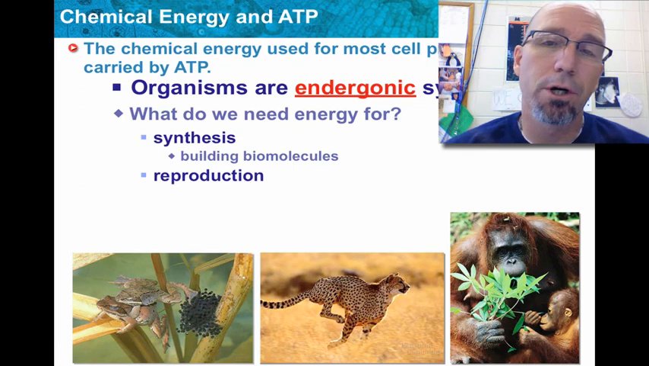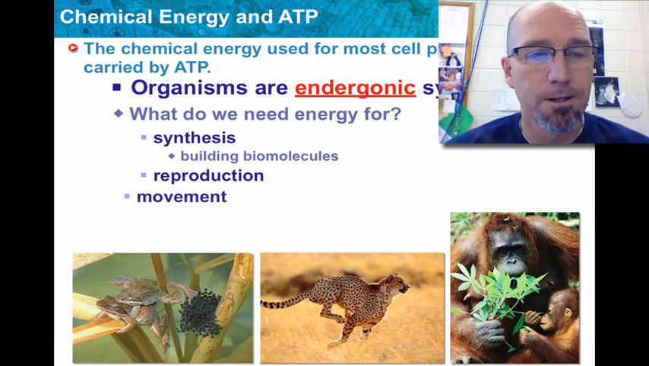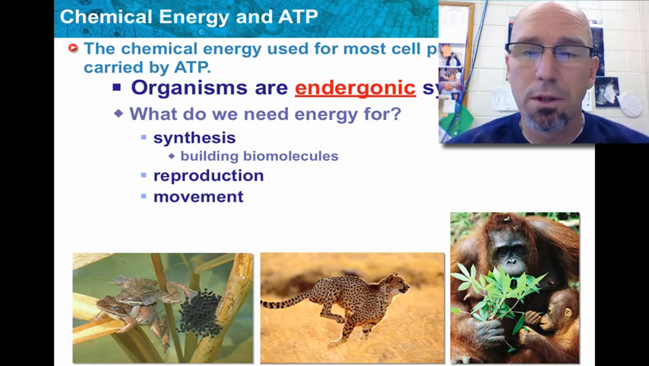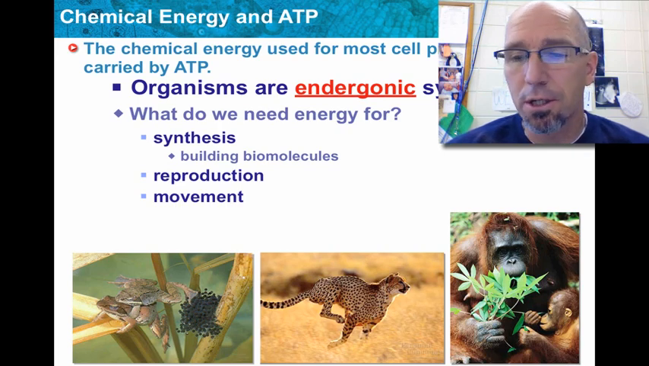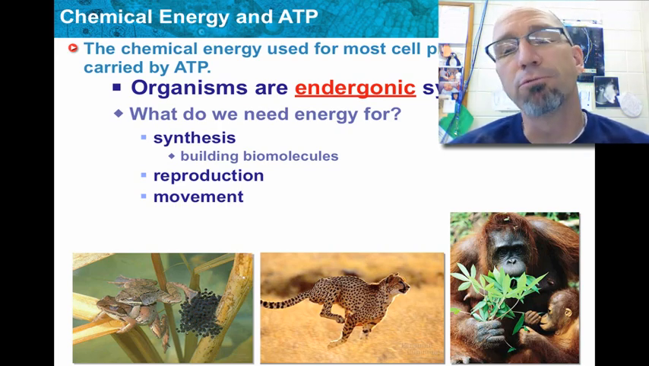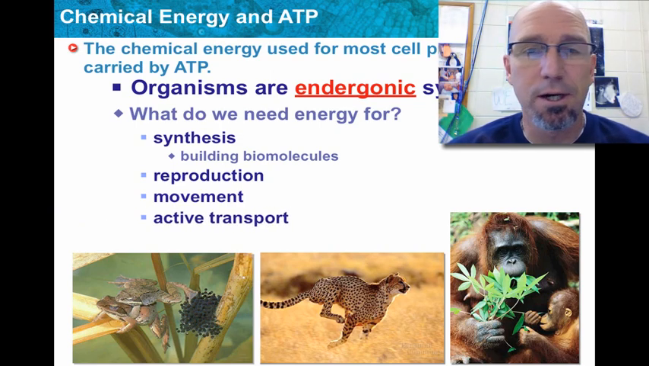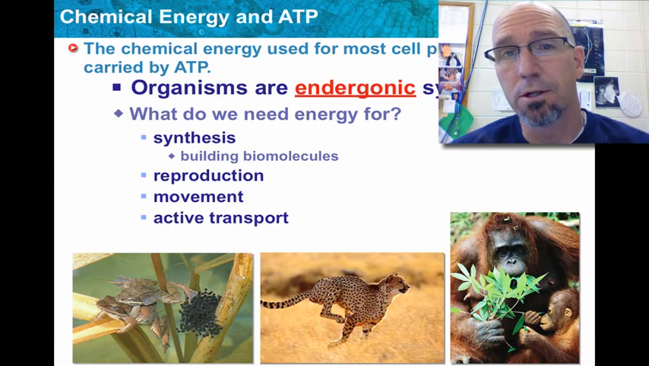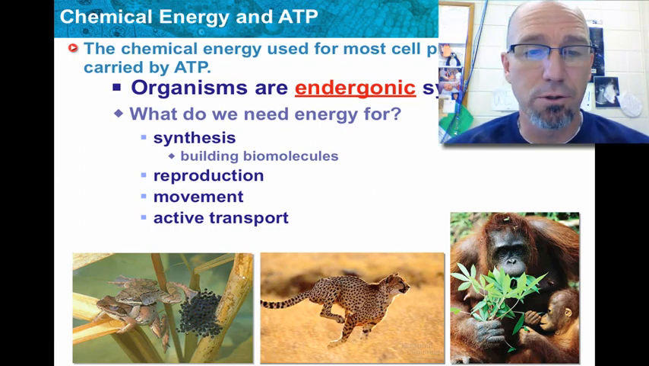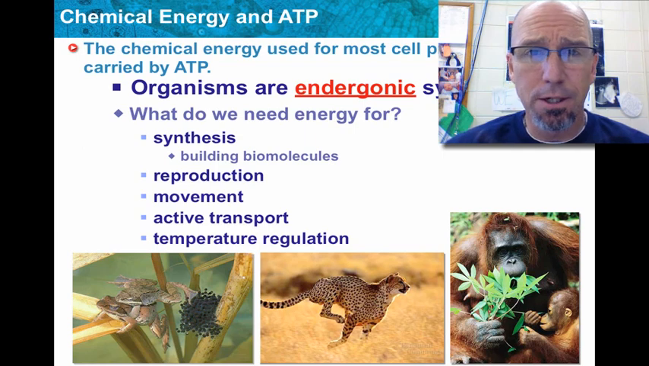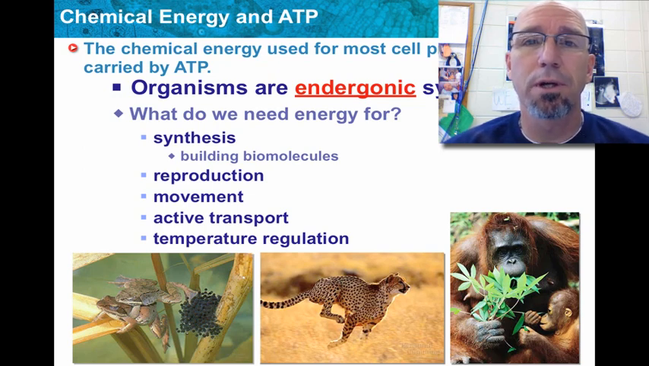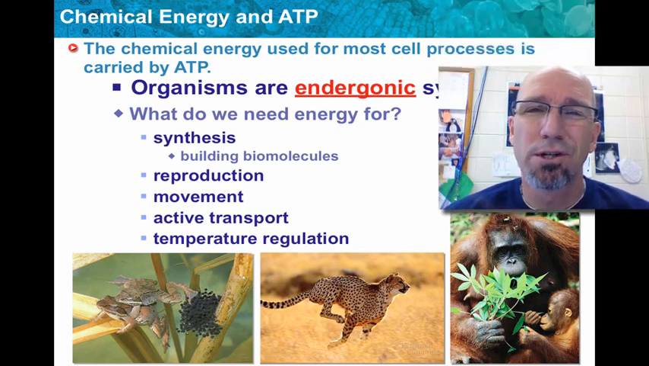We also use it for reproduction, so it's important for reproduction, cellular and organismal. Movement, so you can see the cheetah at the bottom. There's a cute little orangutan down there, a baby and the mommy. And active transport, so moving things in and out of cells against concentration gradients. Phagocytosis, pinocytosis, those things are active transport. And then temperature regulation. Our body temperature is at 37 degrees Celsius. It's pretty constant. We have to keep fuel in the furnace to keep our chemical reactions going.